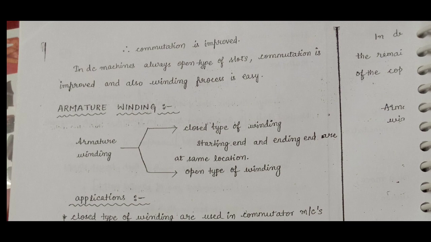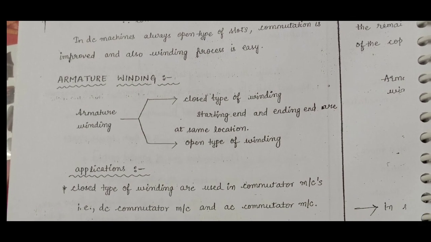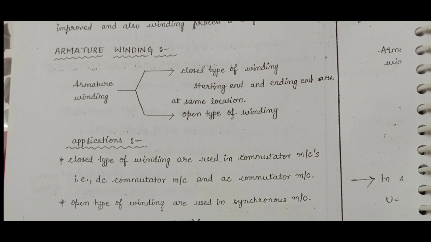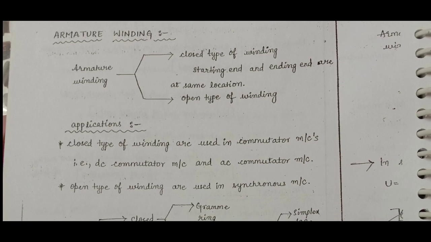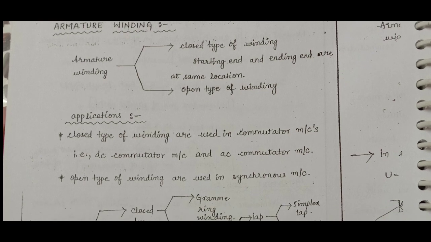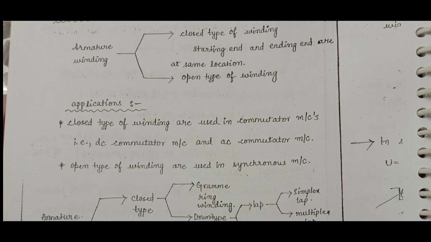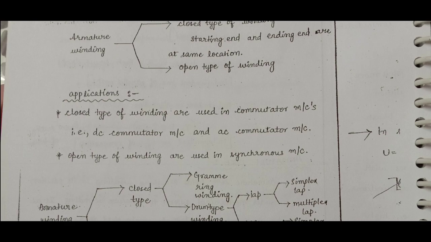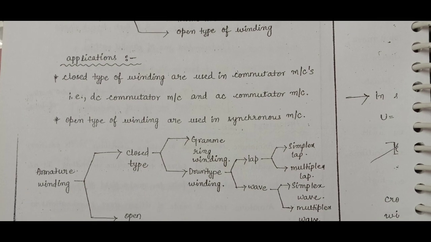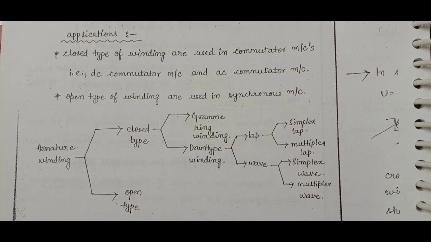Armature windings are of closed type. In a closed winding, the starting end and ending end are at the same place. In open type winding, the starting end and ending end are not at the same place. Applications: closed type windings are used in commutator machines, DC commutator machines and AC commutator machines. Open type windings are used in synchronous machines.